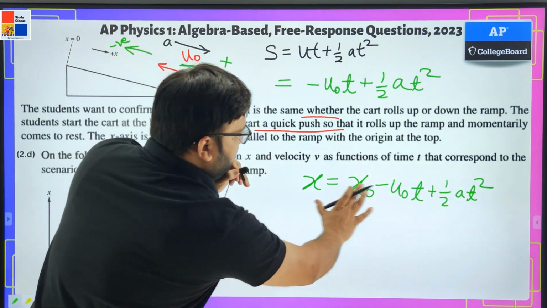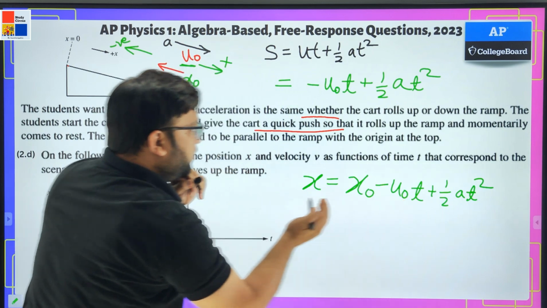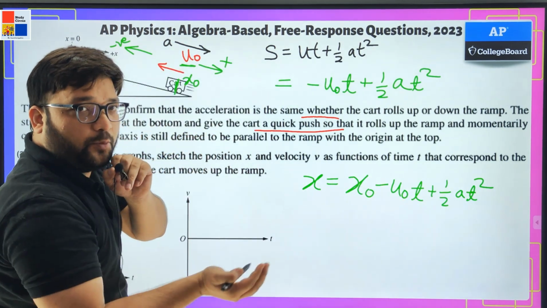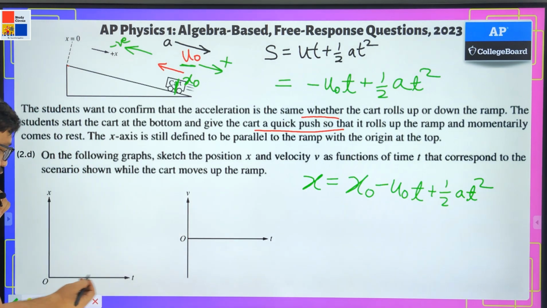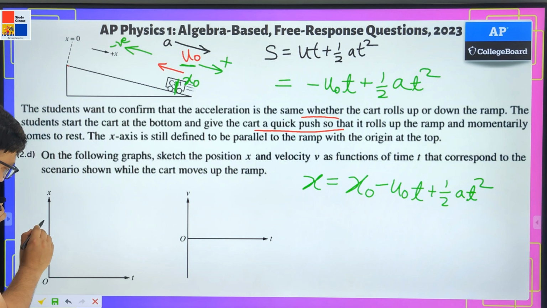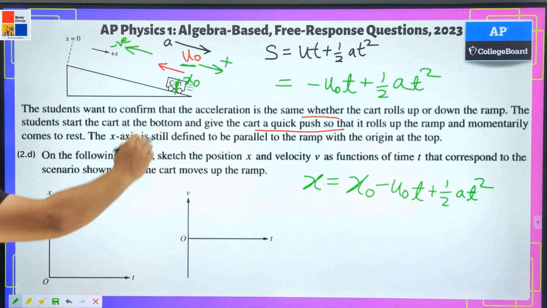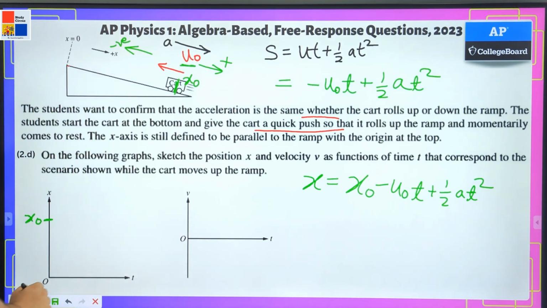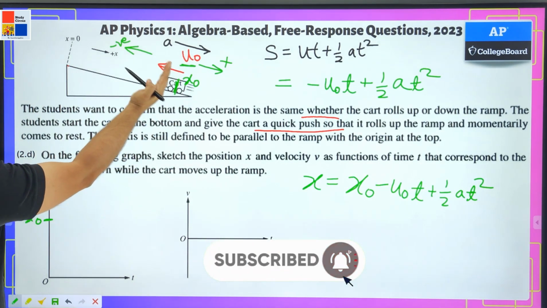Now you see this is a parabolic graph. The coefficient of t squared is positive, so the parabola will be opening upwards. At t equal to 0, the value is x naught here, where it started off from. Position is x naught, right? It is going to be a parabola.